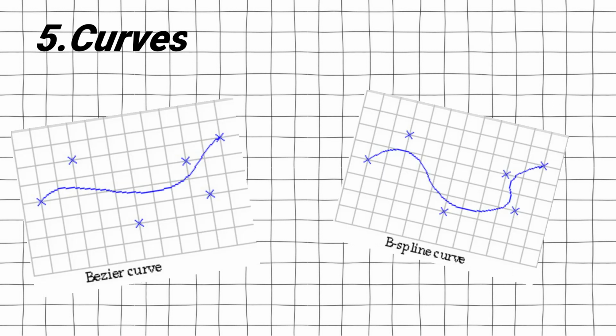And finally, we have curves. There are plenty of types of curves actually. We also have well-known curves like Bezier curves, spline curves, etc. And other parametric curves help us to represent smooth and intricate shapes.